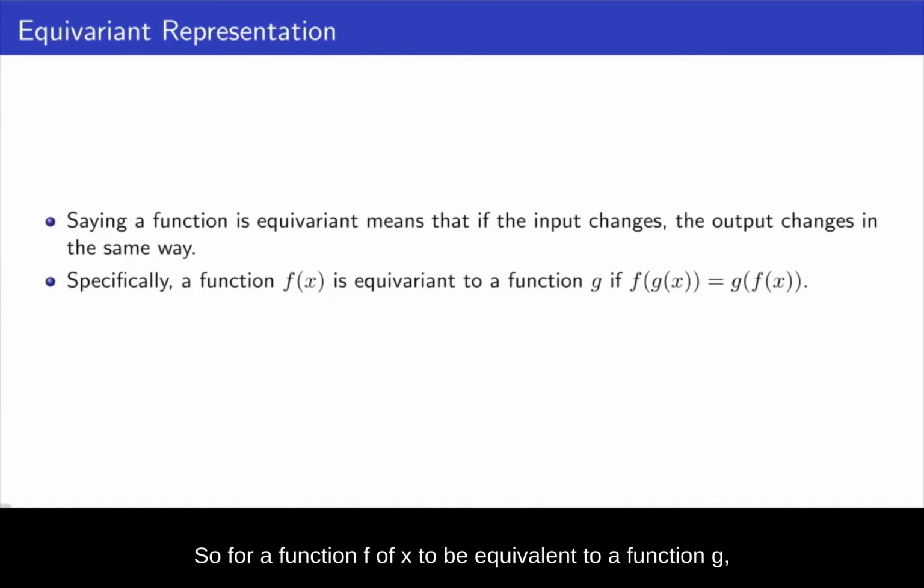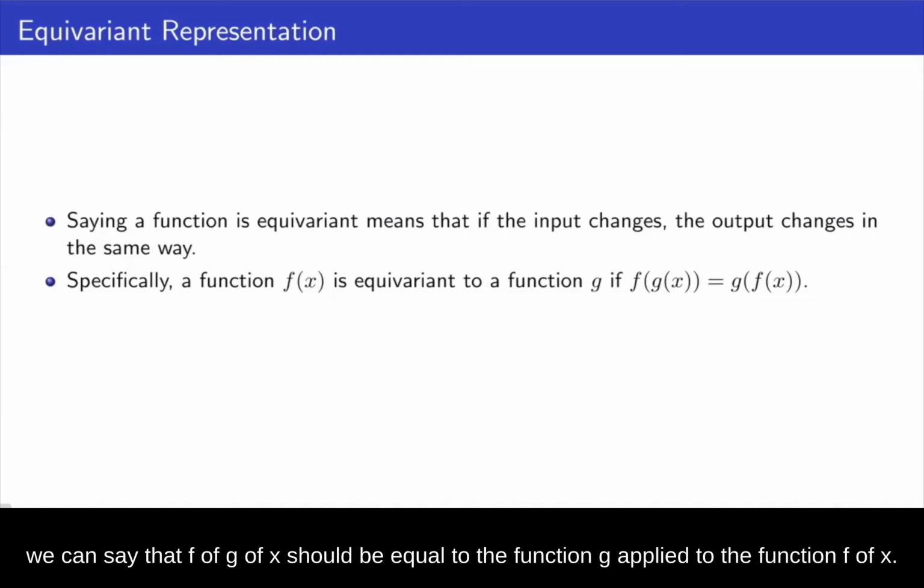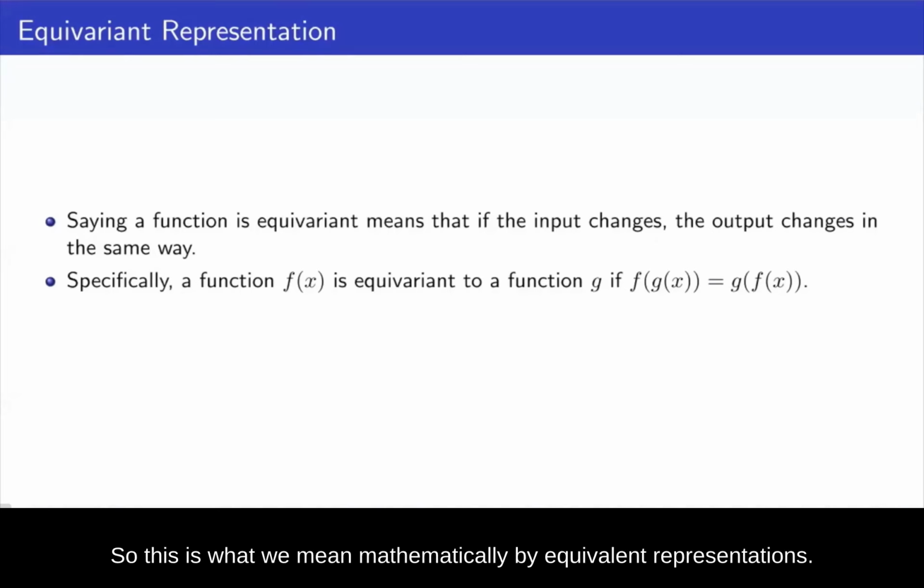For a function f of x to be equivariant to a function g, we can say that f of g of x should be equal to the function g applied to the function f of x. This is what we mean mathematically by equivariant representations.